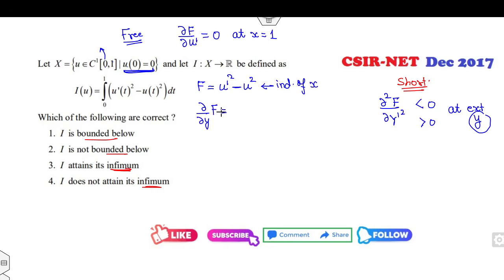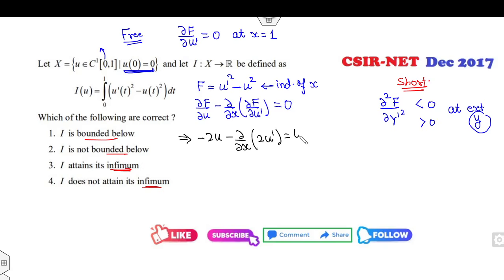Now in this case, instead of the y, it's a u. I can write this is my u, or del f upon del u minus del f upon del y dash. Y dash means that's u dash, is 0. So substitute this value: minus of 2u minus of 2u dash is equal to 0. I can divide by minus 2. It's u double dash plus u is equal to 0.